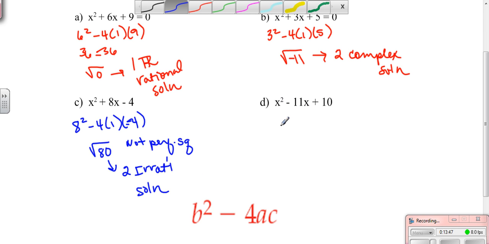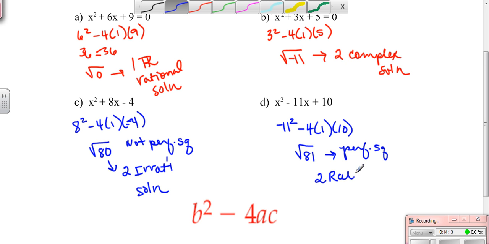And what happens over here if I take negative 11 squared minus 4 times a times c, I end up with the square root of 81 under my radical. That's a perfect square. And so that means I'm going to have plus or minus 9 in that last part of that fraction. And this means I'm going to have two rational solutions, like the very first example.